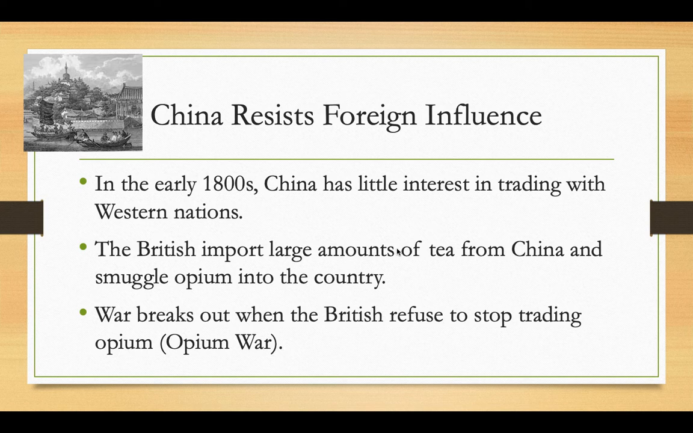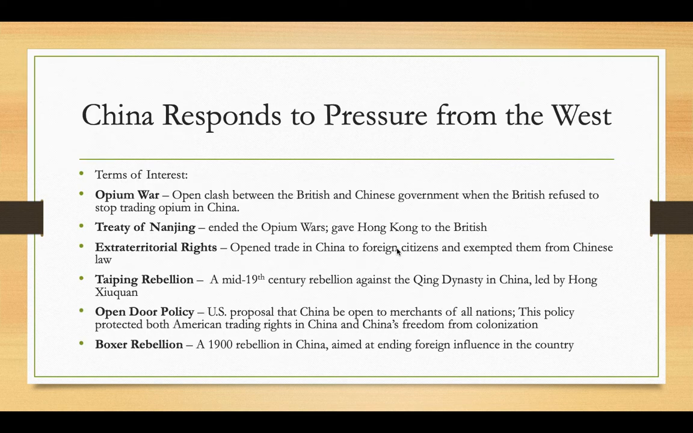I'm going to backtrack here a little bit to this first one. So when you go back to the Treaty of Nanjing, that did end the Opium Wars, but it also gave Hong Kong to Great Britain, and that becomes crucial later on as we continue throughout the rest of the year of what goes on in Hong Kong and how it's going to be a little different than the rest of China.